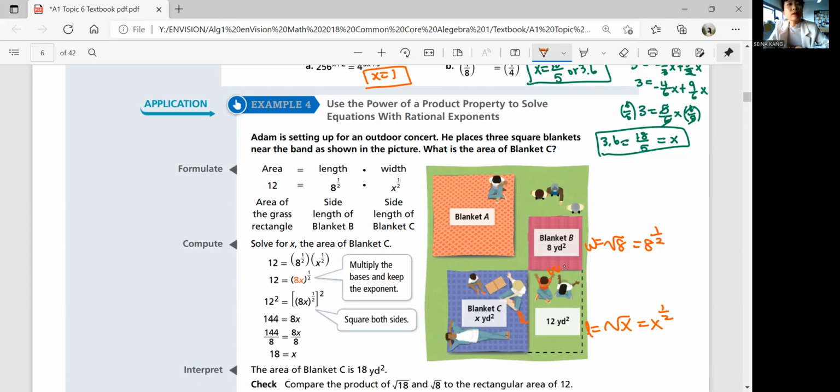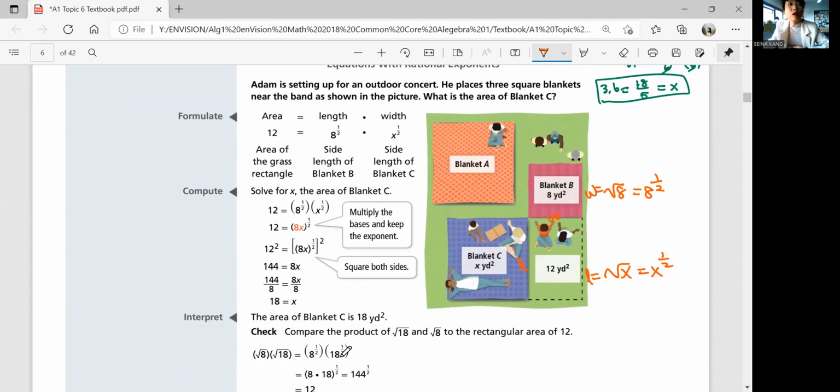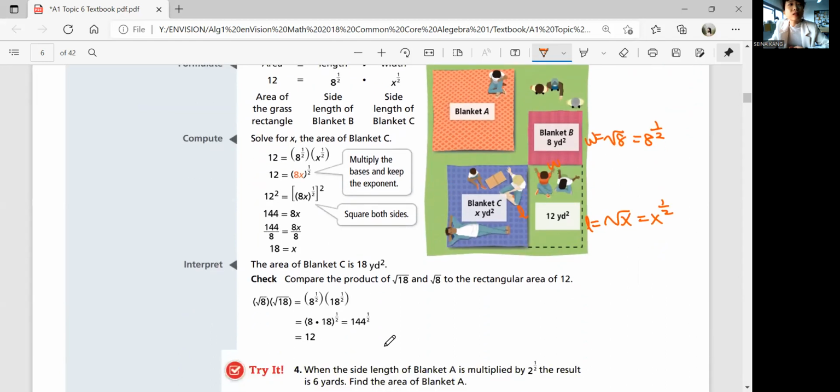So this area where they're playing is 12 yards square. And you're gonna write an equation using that and solve for x. And that's the area of the blanket C. x is 18. So the area of the blanket C is 18 yards square. You can check the answers by multiplying the square root of 8 and square root of 18 to get 12 yards.